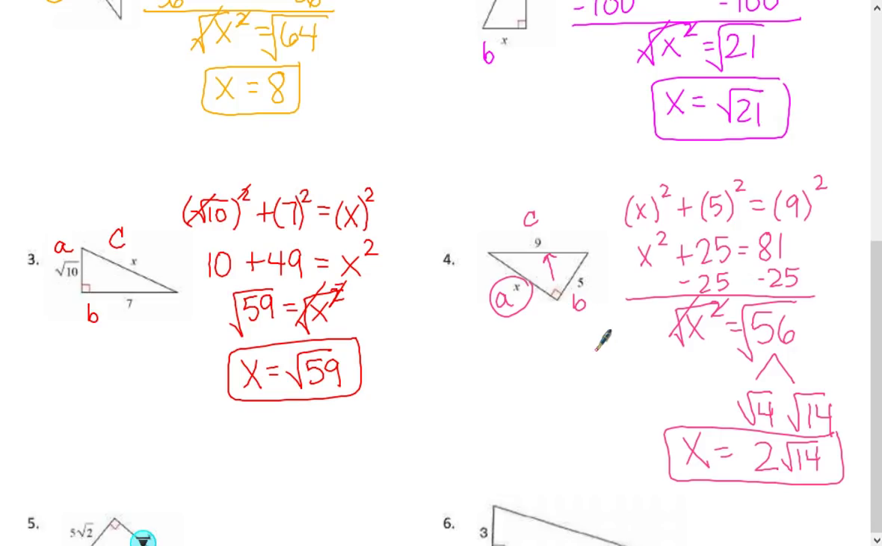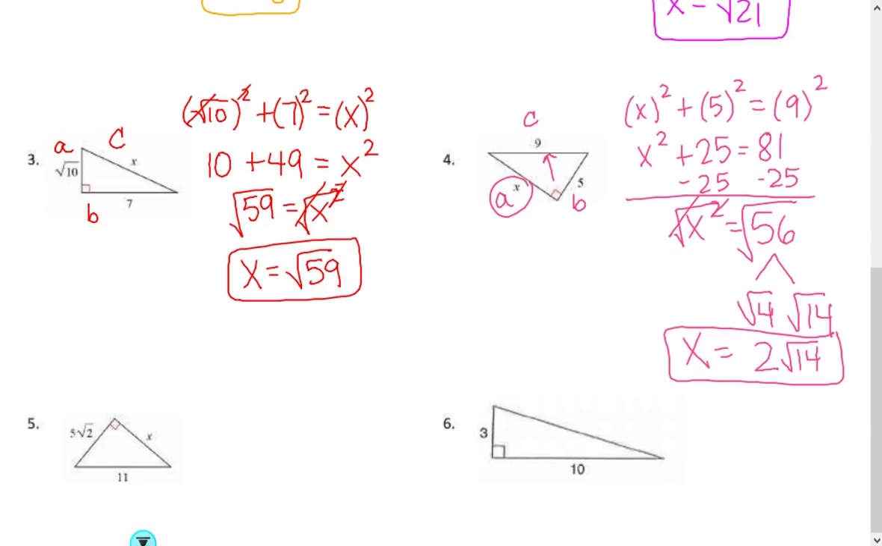So again, you could either end up with a whole number, a square root that does not simplify, or a square root that does simplify. You just have to check and see what you have going on.